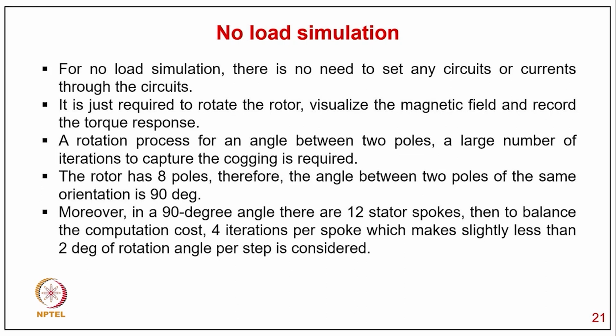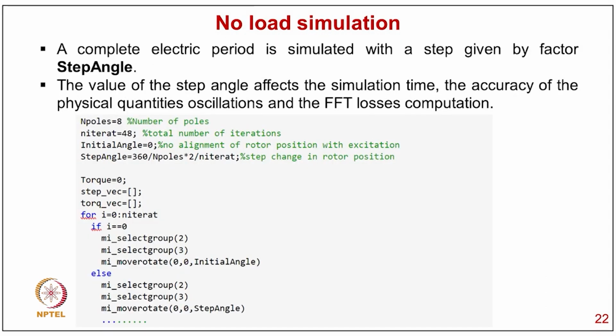Therefore, the angle between two poles of the same orientation is 90 degree, and moreover, in a 90-degree angle there are 12 slot pitches. Then, to balance the computation cost, four iterations per slot pitch are used, which makes slightly less than 2 degree of rotation angle per step. So a complete electrical period is simulated with a step of 3 electrical degree.